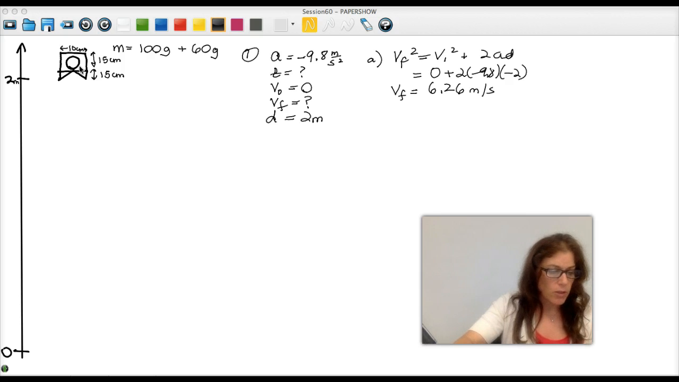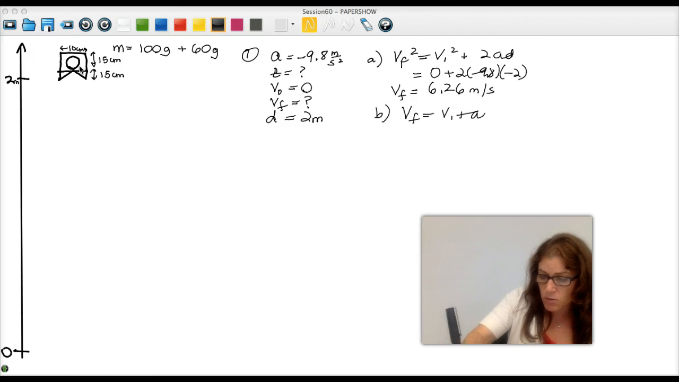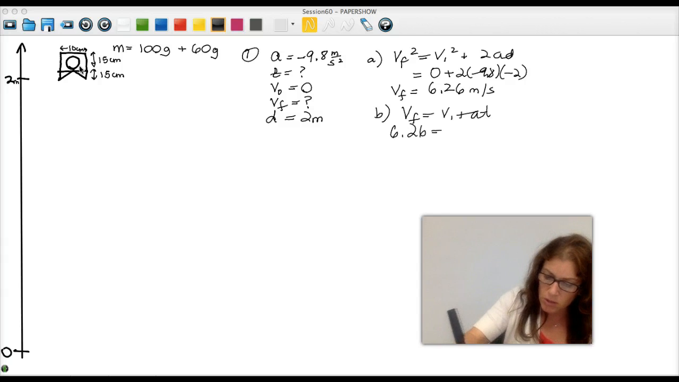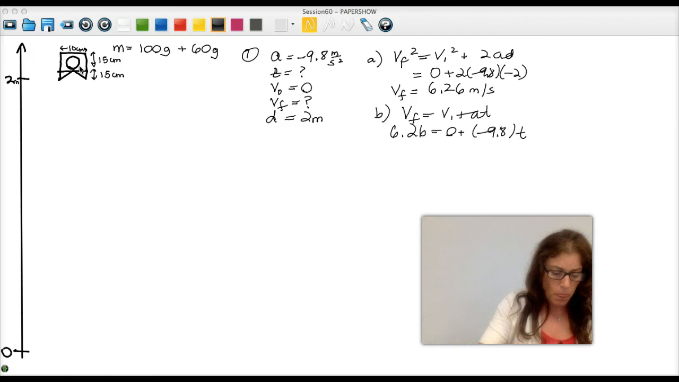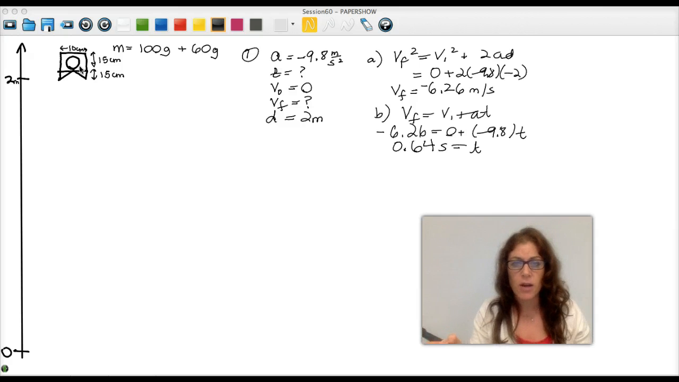The second question says, find the time it takes to get to the ground. For that, you can use any kinematics equation, but we can just use 6.26 equals 0 plus negative 9.8 t. So 6.26 divided by 9.8, and it's negative 6.26 because it's moving downward. You can't have negative time, so then you get the time it takes to get to the ground.